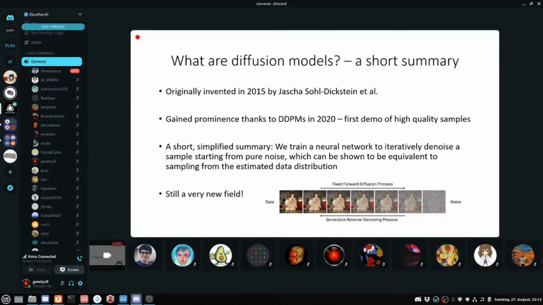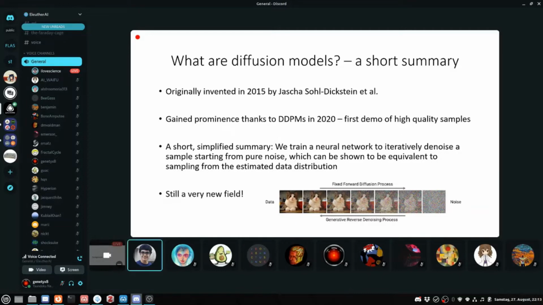diffusion models. The short summary of how diffusion models work is that it's basically a denoising method, where we start out from pure noise and denoise it in an iterative fashion. As we'll see later on, this is equivalent to sampling from the estimated data distribution. So in a nutshell, that's what diffusion models are: an iterative denoising algorithm that we are training, which allows us to produce high quality samples.